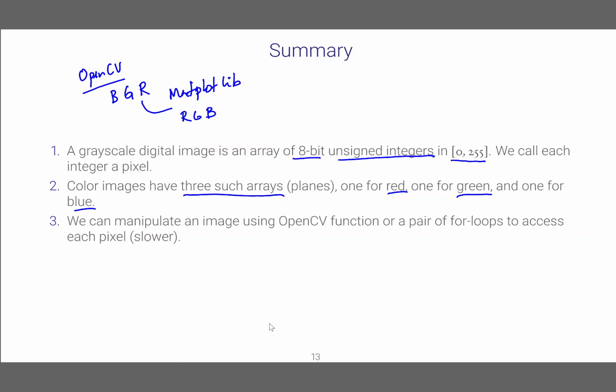So we can manipulate an image using OpenCV functions or a pair of loops. A pair of loops is slower, but using OpenCV functions, it would be faster. So you understood what pixels are, the meaning of having uint8 as data type, and how to zero out color planes, and how to access individual pixels.